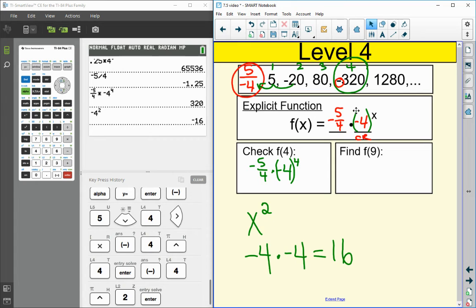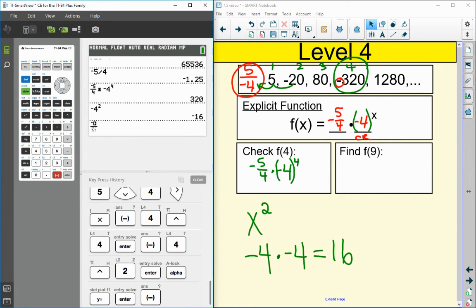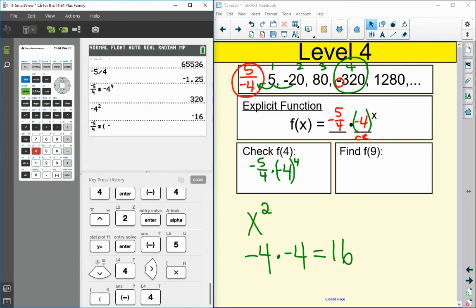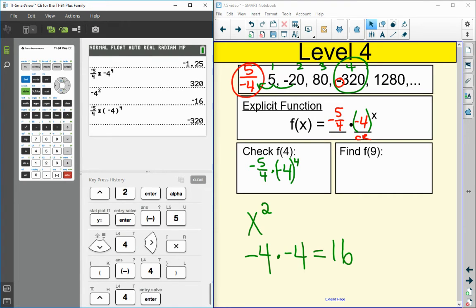Okay, we're going to go ahead and retype. So I got my fraction, -5/4. This time I'm going to put parentheses around my -4 and see if that works for me. Okay, plug it to the fourth, and it gave me my -320, so guess what? Now I know that my formula is right. Those parentheses have to be in there for it to work.